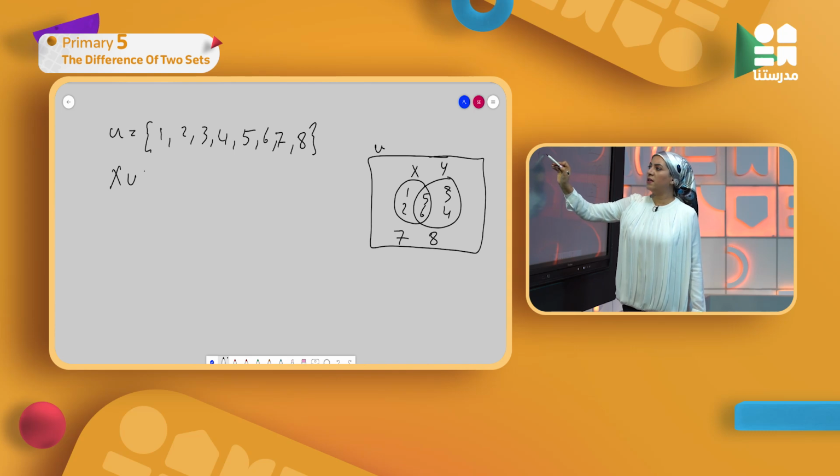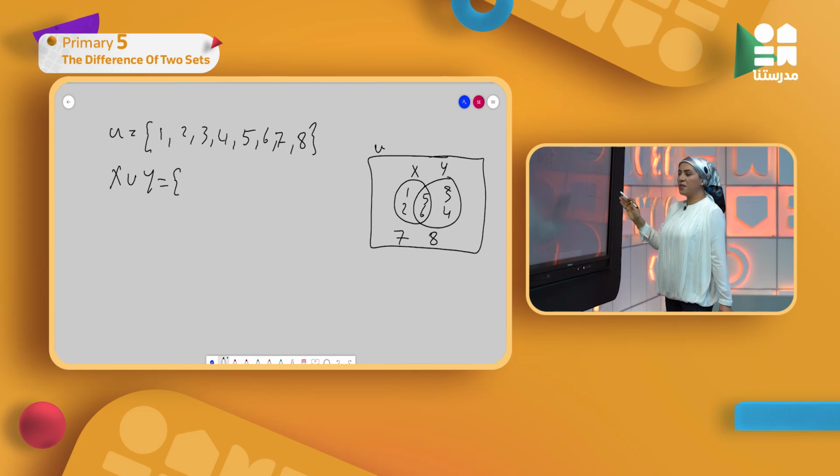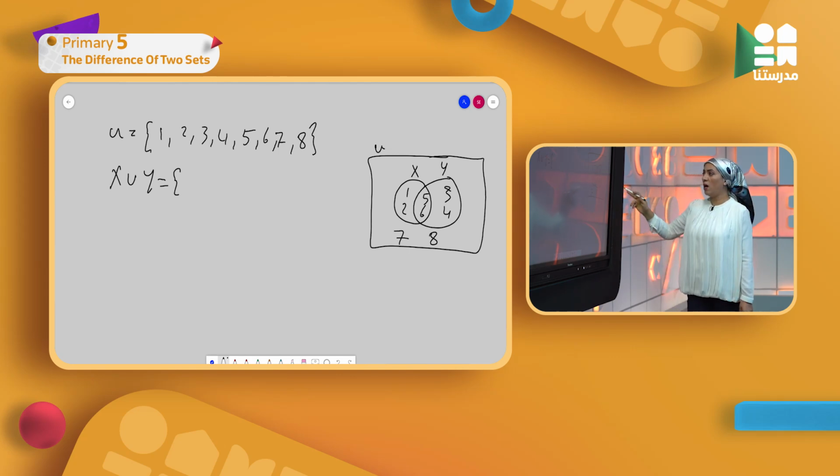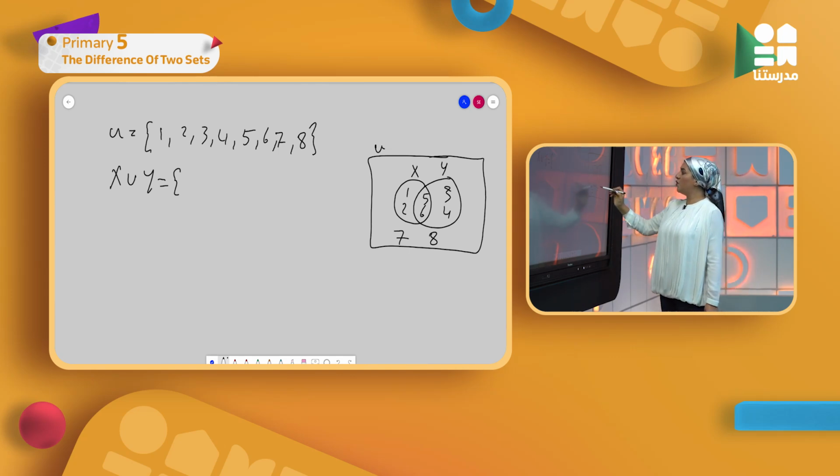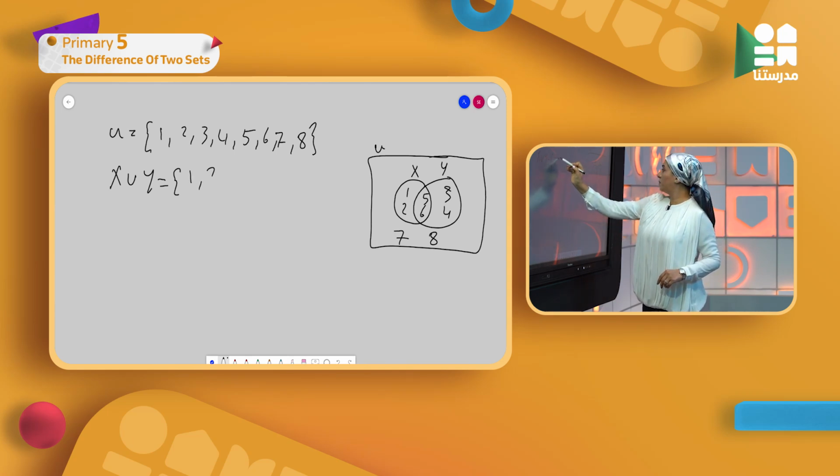So X union Y, it will be equals to كل الاليمنتس in X and Y, which is 1, 2, 3, 4, 5, and 6. It's here twice, مرة مع الX, مرة مع الY. I will write it down only once. So it will be 1, 2, 5, X, 6, 3, and 4.